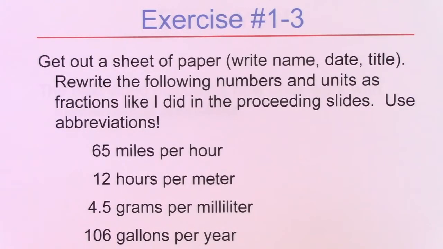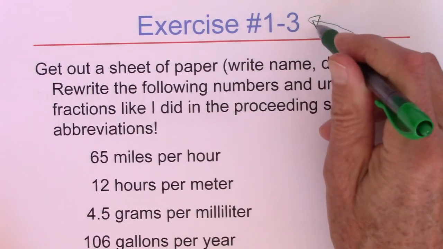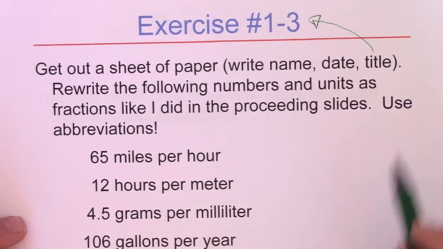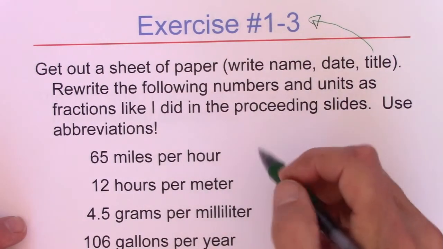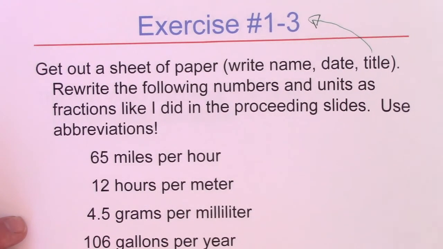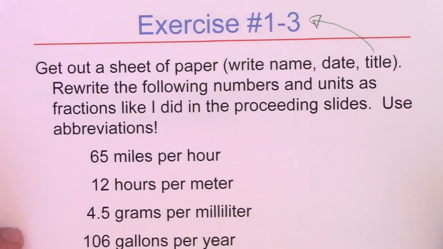So get out one more sheet of paper and write your name, date, and the title of exercise number 1-3. And I want you to rewrite the following numbers in units as fractions or ratios like I did in the preceding slides. Use abbreviations. So 65 miles per hour becomes some kind of ratio. The prior 2 slides show you how to do that. So please do that for another part of your homework. Pause the video now and then resume it when you're done.